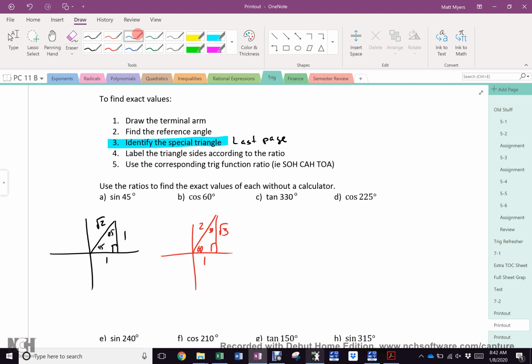Now, what's happening differently in C? Where have I gone in the grid? I'm outside of the first quadrant, aren't I? So now not everything is positive, is it? I got some positives and some negatives, yeah? So I'm down here. What is the reference angle? 30.